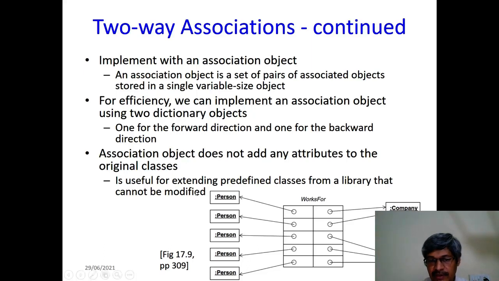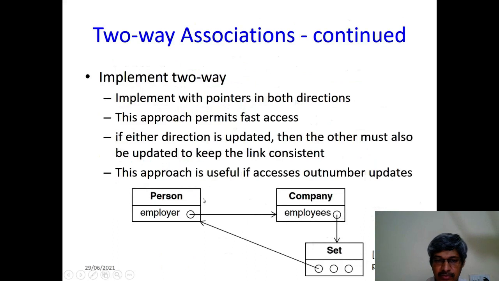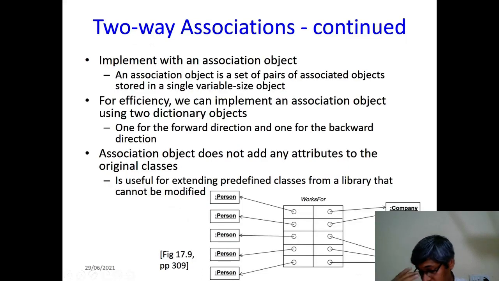It would be very useful for extending predefined classes from a library that cannot be modified. If you look at the other two approaches, to put a pointer you have to take that class and modify it. Earlier this reference was not existing, so now I have to take the class and put this in to realize that association. Whereas in this case, I'm not modifying either the person class or the company class. All the references, all the pointers, exist in an outside object. So this is very good in case you get the classes from a library and you cannot modify them. These are the three approaches to implement bidirectional associations. One is using a single one-way association, another is two-way association with the pointers we have seen, or the association object.